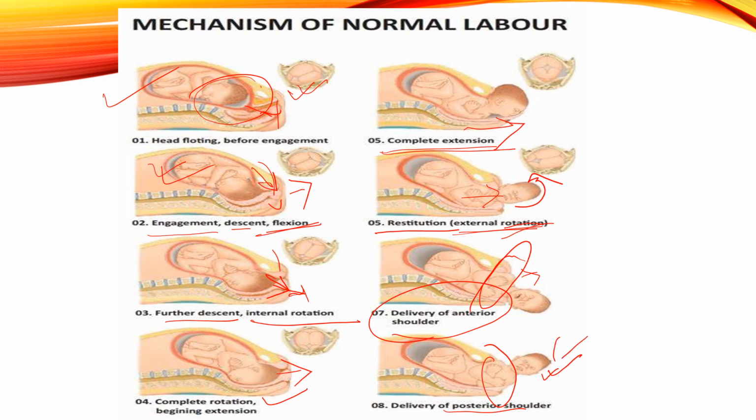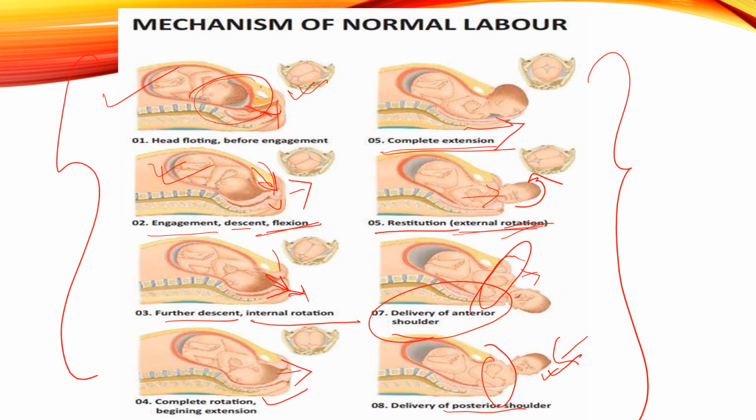Now the doctor will be sitting here, and he or she will be pulling out the baby, and along with the baby the placenta will also come out. Okay, so this is how the mechanism of normal labor or parturition process is happening. And it is the normal labor mechanism.